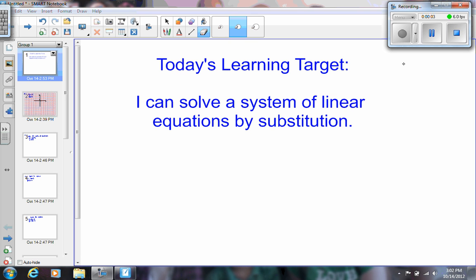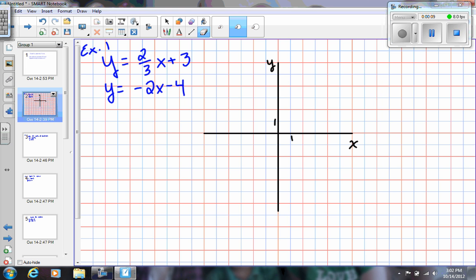Today we're going to talk about solving a system of linear equations by substitution. If you recall, previously we talked about solving systems of linear equations by graphing, and so this was one of the homework problems we did. I'm going to go ahead and graph this. So y equals 2/3 x plus 3.